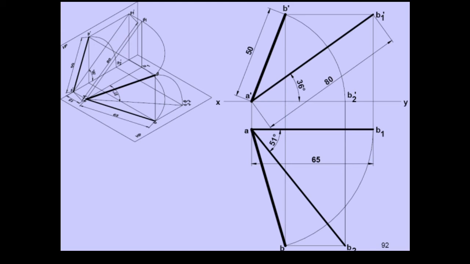Likewise, the true inclination of the line with respect to HP is given by the inclination of the front view in true length, that is A dash B1 dash, with respect to the XY line, and this inclination happens to be 36 degrees. So the true inclination of the line with HP is 36 degrees and the true inclination with respect to VP is 51 degrees, which are the required answers, and this completes the solution of the problem.